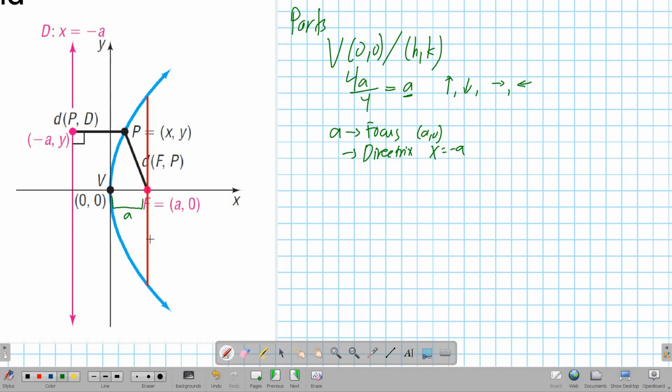If it's the other way around, let's say your focus is at negative a, 0, then the directrix becomes x is equal to a. So it depends on the orientation and where your vertex would be. Now, apart from the focus and the directrix, we also have a special line segment here. As you can see, we have this line segment that is parallel to the directrix, and it passes through the focus, in which its endpoints are on the parabola.